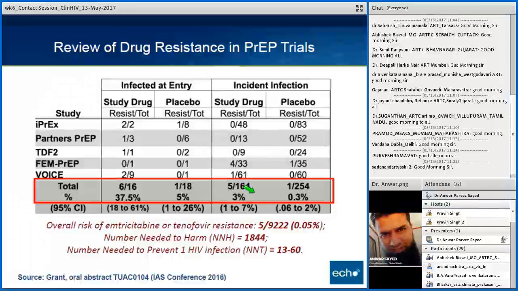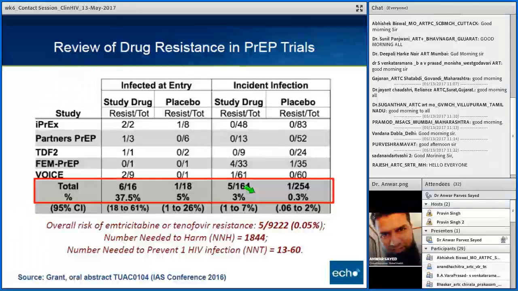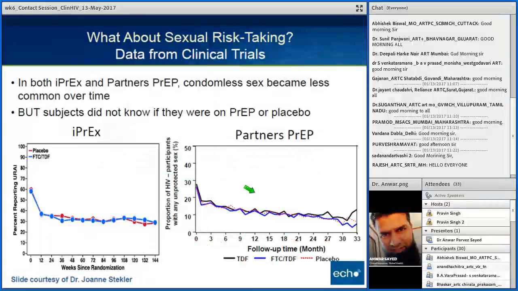That means the take-home message from this slide is, first thing is you will have to rule out HIV in the best way possible before putting someone on PrEP. And then if someone does not have HIV infection at that time and is at higher risk of acquiring HIV, and is put on PrEP medications, then the chance of getting resistance to those medications is very low.